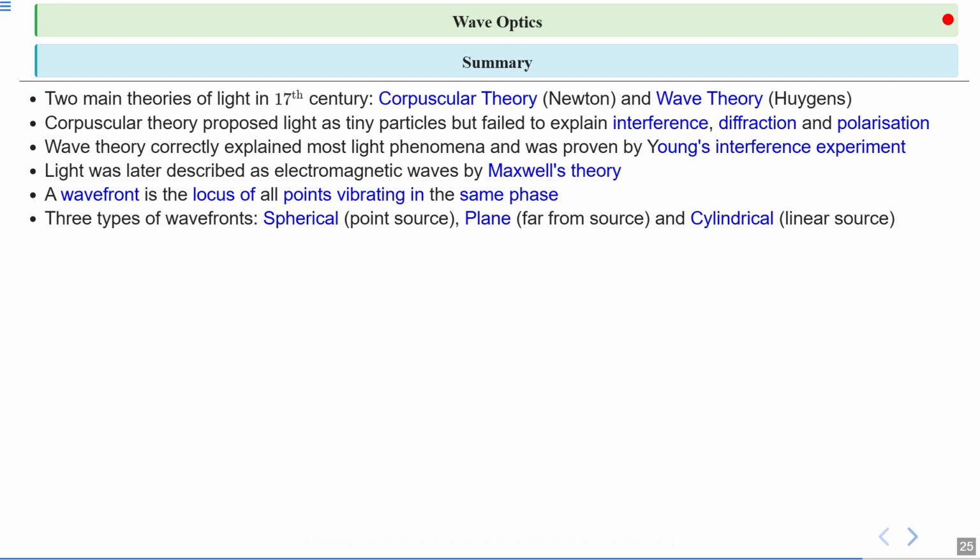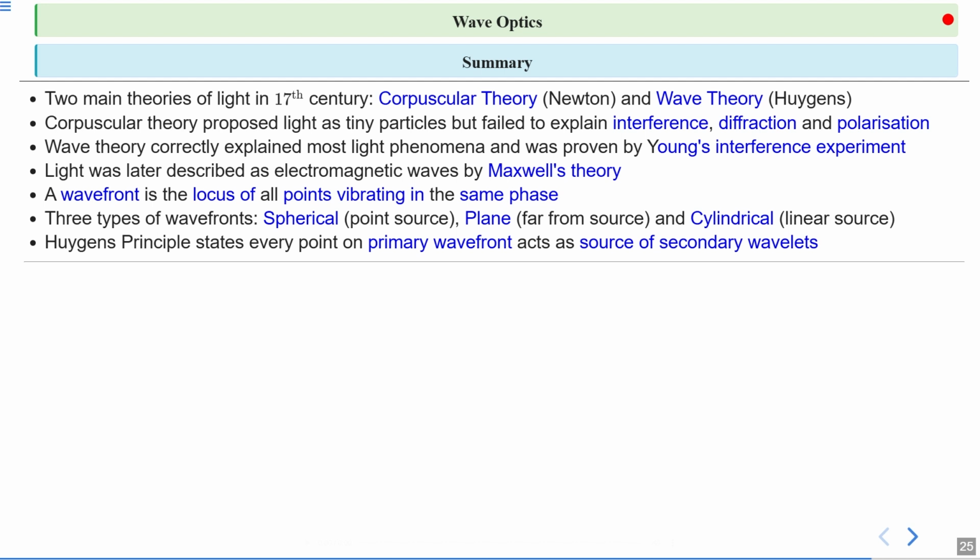Three types of wavefronts are there: spherical, plane, and cylindrical. Spherical wavefronts are generated due to a point source. Plane wavefronts are generated from a far point source, and cylindrical wavefronts from a linear source.